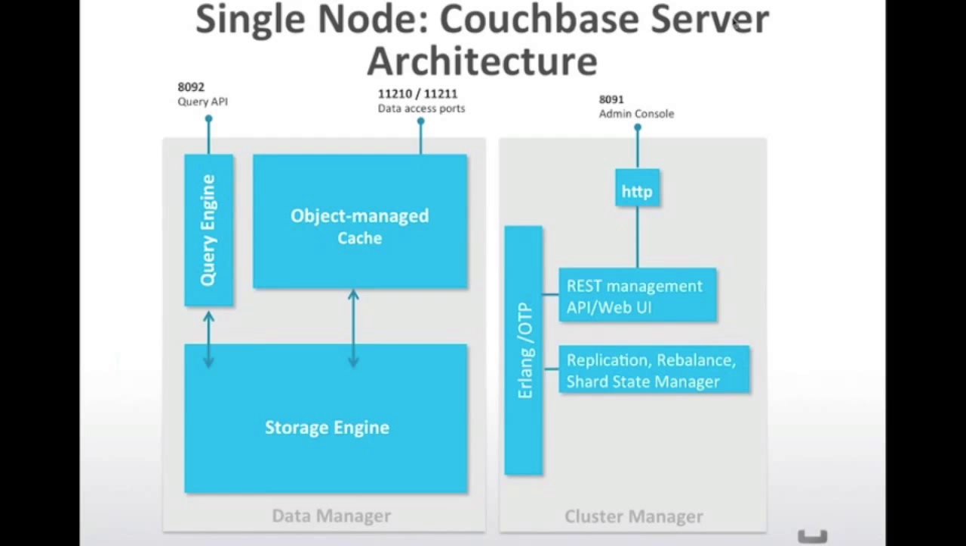I just wanted to give a brief overview in case some people are not as familiar with Couchbase. The Couchbase node looks like this. We have a data manager and a cluster manager in every node. The data manager handles things like the storage. It also handles the object managed cache. And there's also a query engine where you could use the query engine to query data which is persistent.